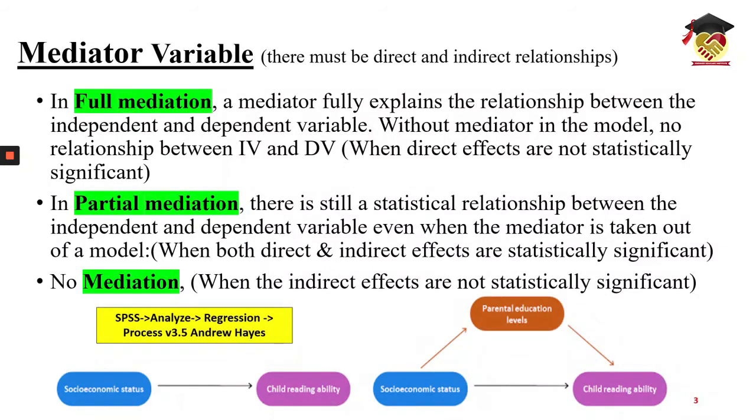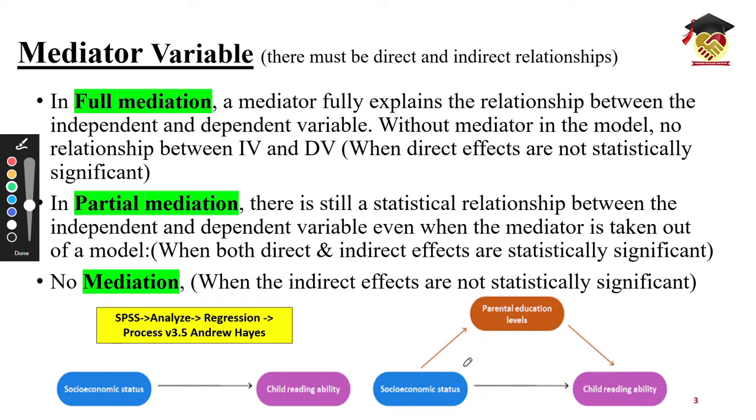Okay, this is just to understand the mediating variable. Full mediation means the indirect path should be significant, but the direct path should be insignificant. In other words, this path should be significant, and this path should be insignificant, then we call it full mediation.